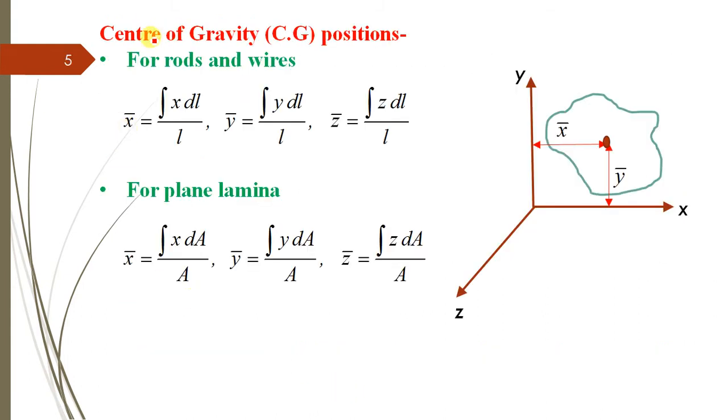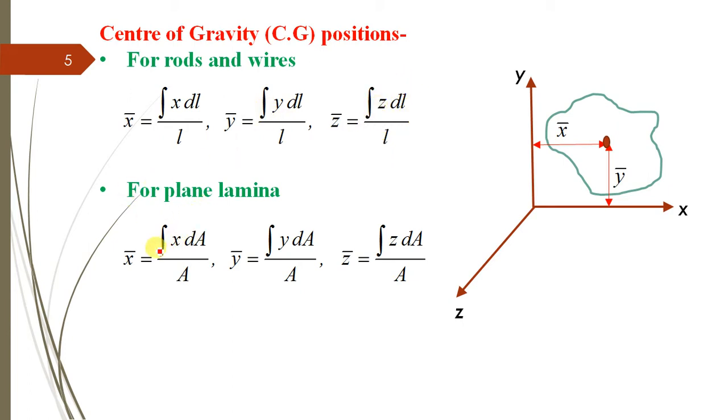So the center of gravity CG position for rods and wires can be found out by the equation x bar is equal to integration of x dl upon L, y bar is equal to integration of y dl upon L, z bar is integration of z dl upon L. dl is the small length and x, y, z are the distances.